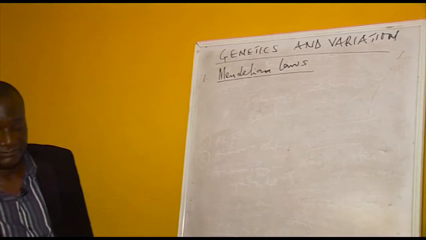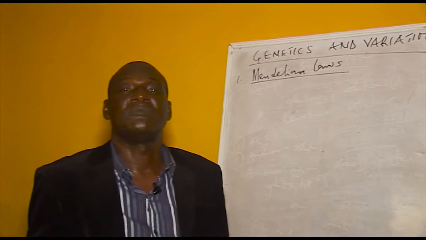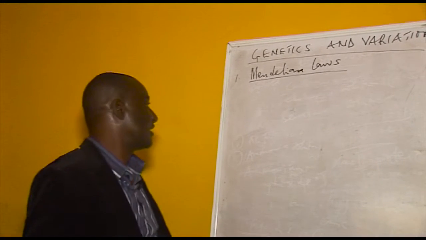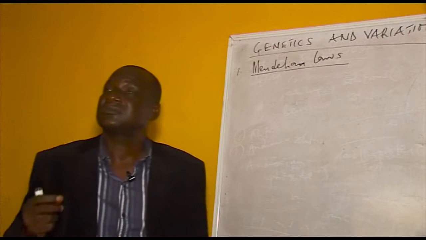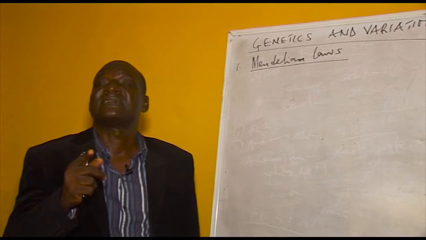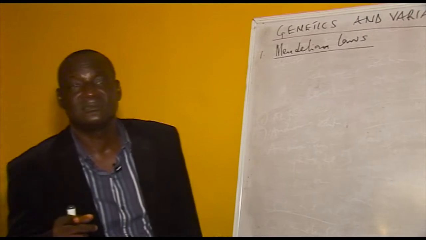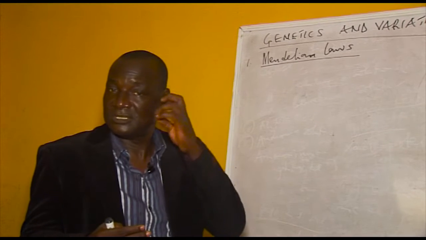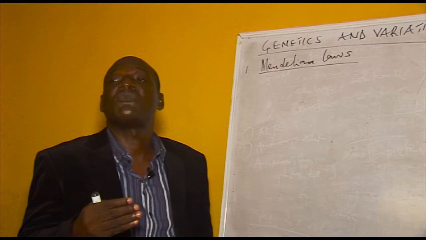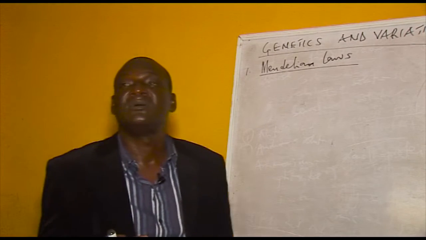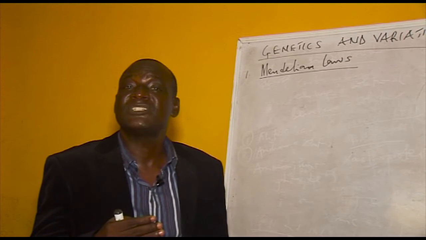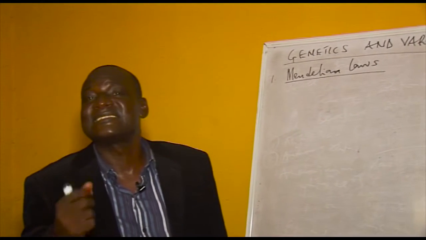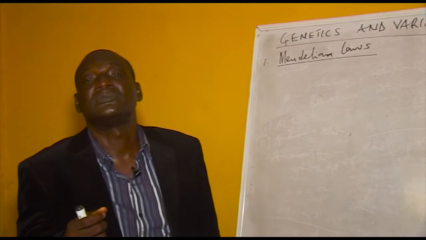The word genetics was coined by a scientist named William Bateson in 1906. But I want to let you know that there are some scientists that started this part of biology. Though William Bateson named it genetics, it actually started from a monk called Gregor Mendel.